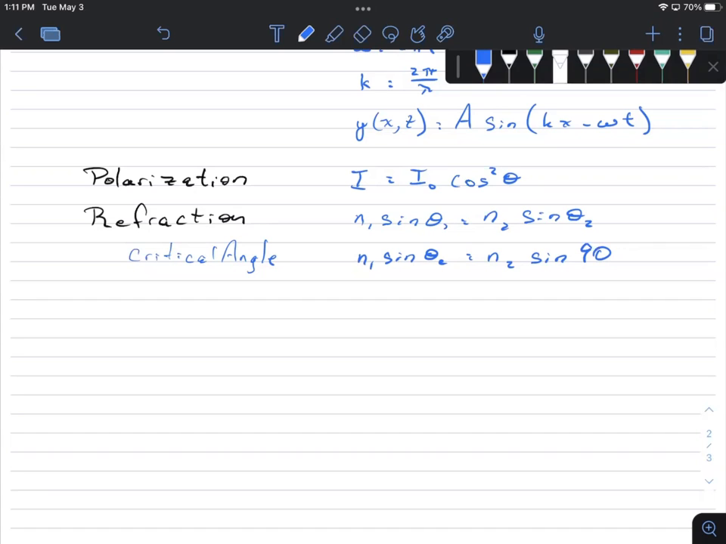The other case is I know theta 1 and I'm looking for angle of refraction, which is called theta 2. So don't confuse them. Critical angle, you want theta 1 and you know theta 2 has to be 90. Angle of refraction, you know theta 1 and you're looking for theta 2.